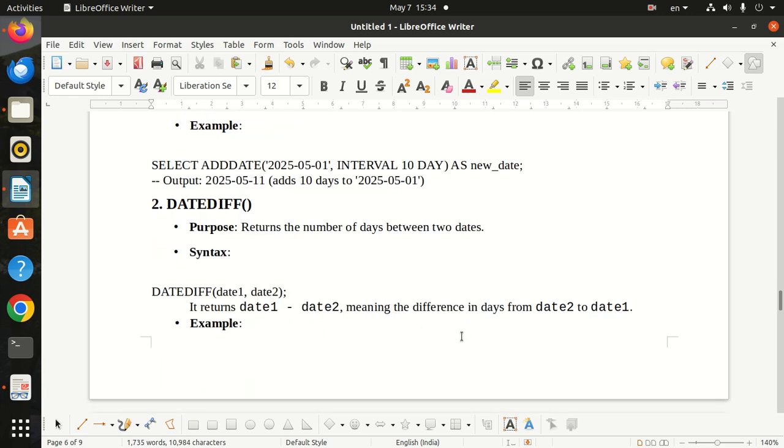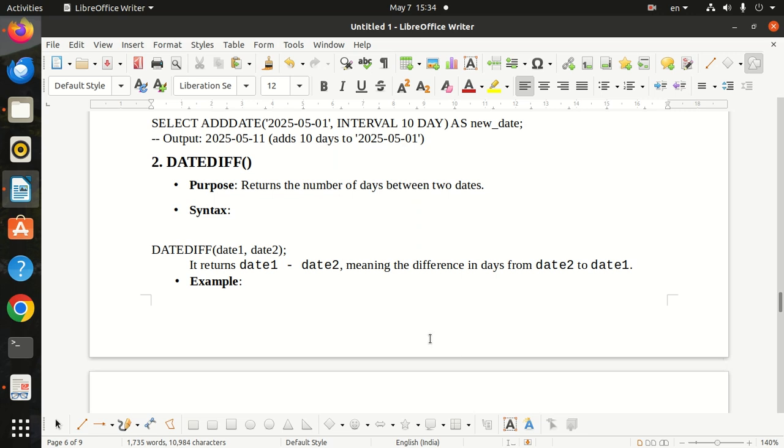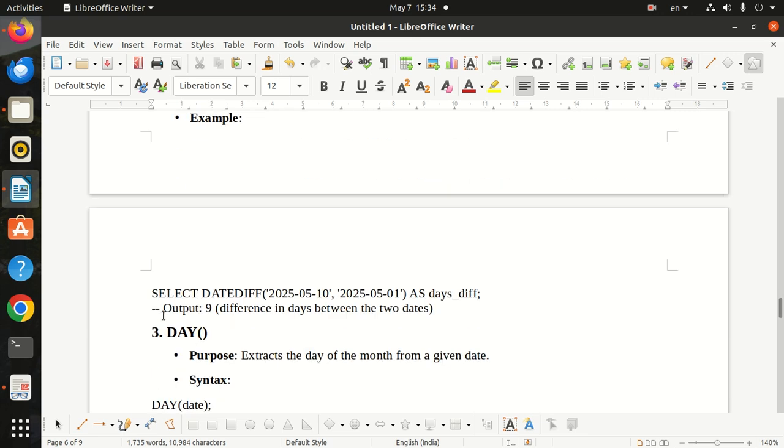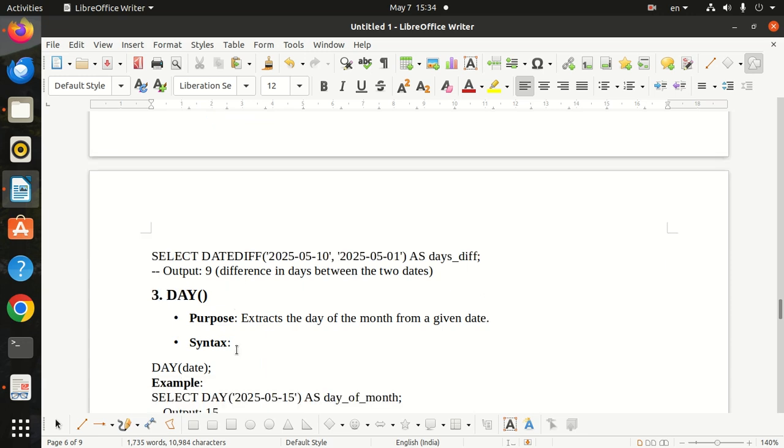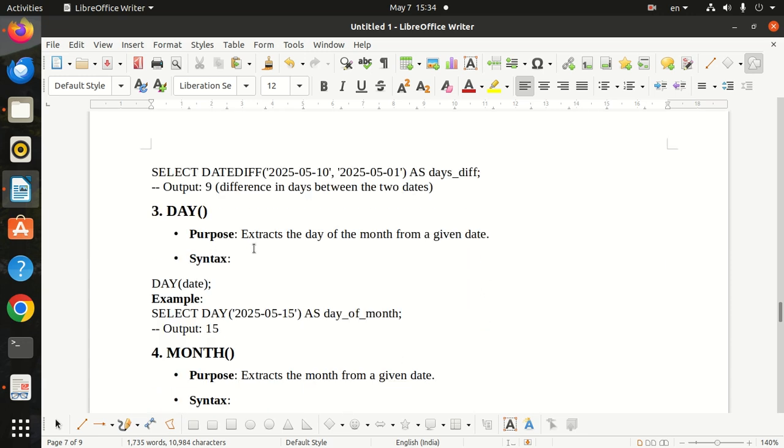DATEDIFF, which returns the number of days between two dates, having the syntax DATEDIFF(date1, date2). It returns the difference in days from date 2 to date 1. Example: select DATEDIFF with the dates 10-5-2025 and 1-5-2025 as day difference, which gives the output 9 days.